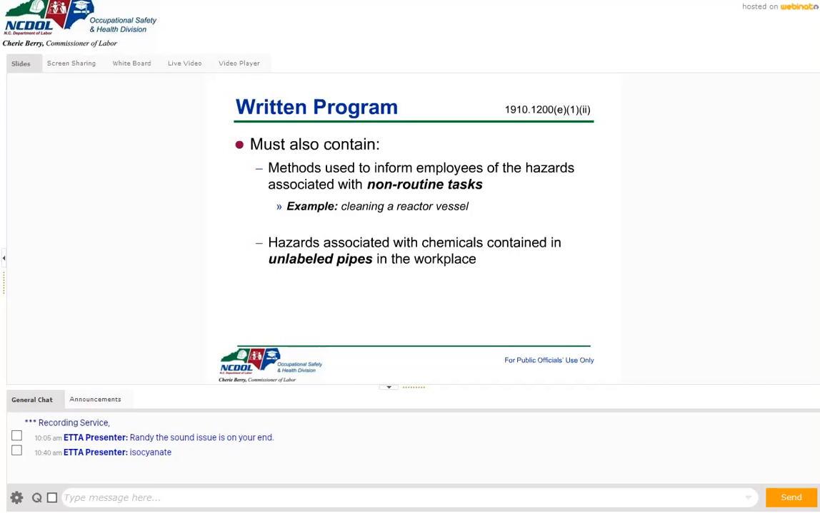And so again, if there's something that people do not routinely do, you might need a special procedure like a job safety analysis or other procedure to tell people how to do that. And like this says, cleaning a reactor vessel. And also, if you have unlabeled pipes in your workplace with chemicals in them, tell your employees about those. Now, a lot of you are going to label those pipes anyway, but there are some cases where HAZCOM is going to exempt you from that, but process safety management won't, so it depends. So pipes.